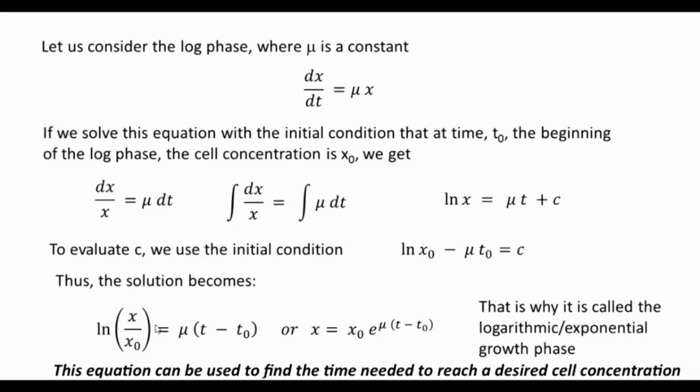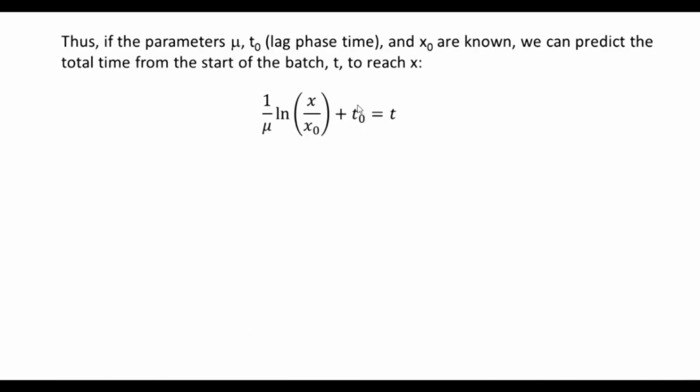1 by mu ln of x by x naught, if t naught can be taken as 0, plus our t naught, which is the time that the batch spends in the lag phase. So lag time, which is here, and this is the time for logarithmic growth starting from x0 to reach x. This would be the total time of the batch if we are interested in reaching a certain cell concentration x, beginning with a cell concentration of about x0. I am assuming that there is no change in cell concentration in the lag phase.